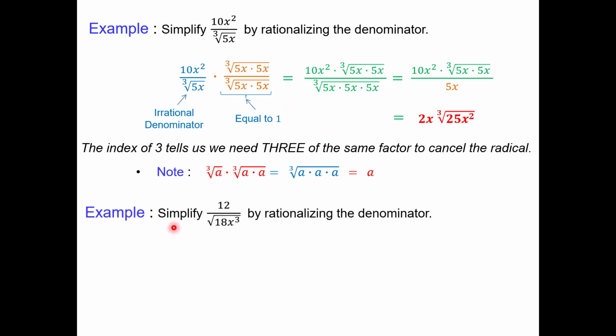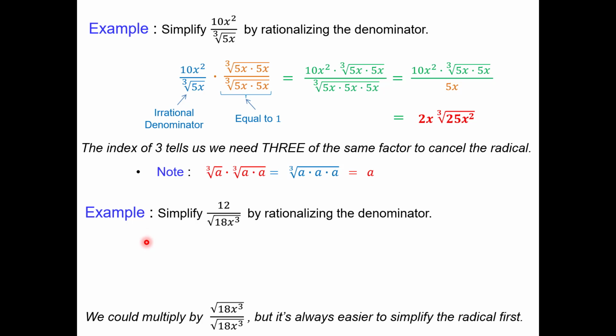So simplify 12 over square root of x cubed by rationalizing the denominator. Notice the index, we are back to working on a square root, so we only need 2 of the same factors in the denominator this time. Now we could just multiply by the same exact denominator over itself, but if we do that, we are going to have to simplify it later in our work. So yes, this is definitely an option.